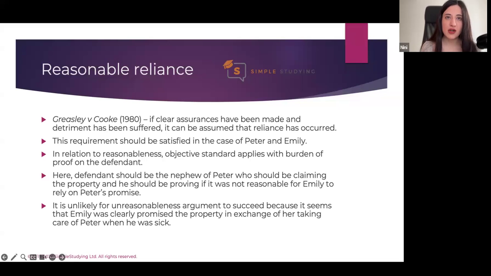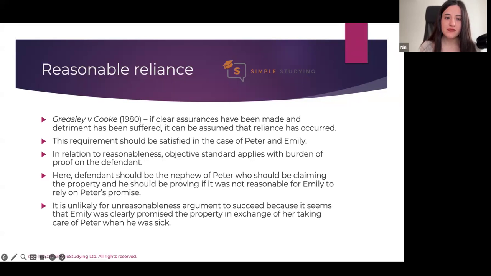Second is reasonable reliance. Grizzly versus Cook. If clear assurances have been made and detriment has been suffered, it can be assumed that reliance has occurred. This requirement should be satisfied in this case of Peter and Emily, because in relation to reasonableness, an objective standard applies with the burden of proof on the defendant. The defendant should be the nephew of Peter, who should be claiming the property, and he should be proving that it was not reasonable for Emily to rely on Peter's promise.